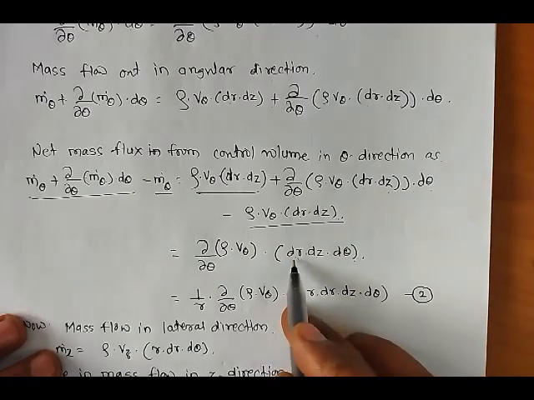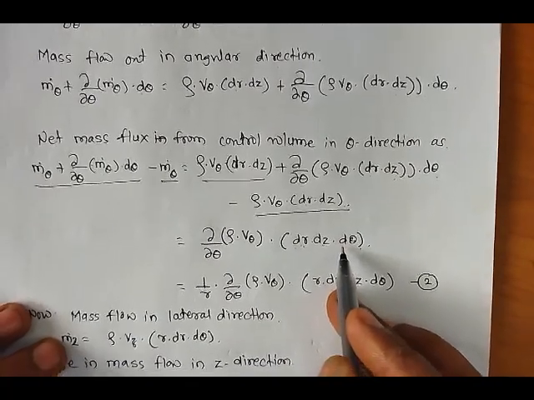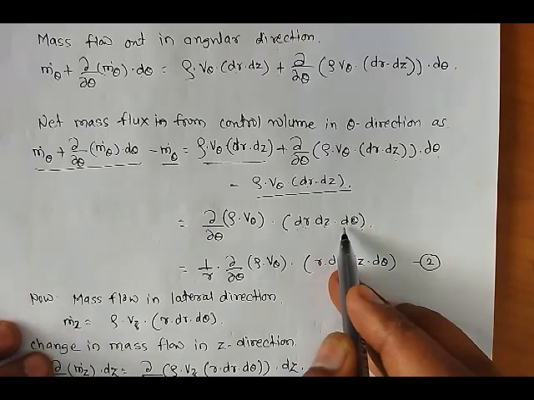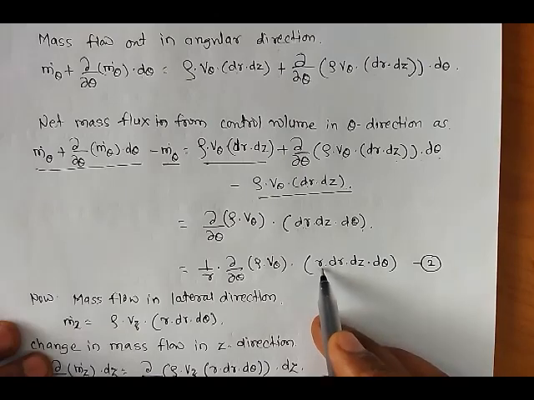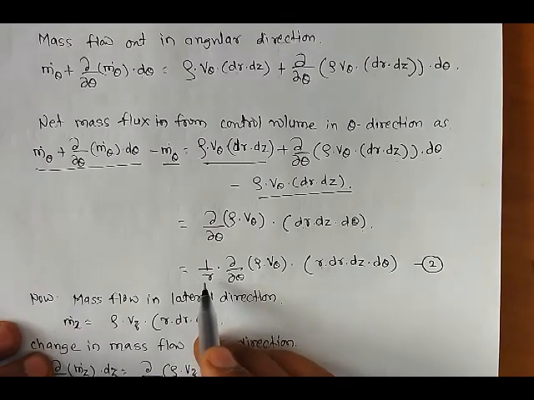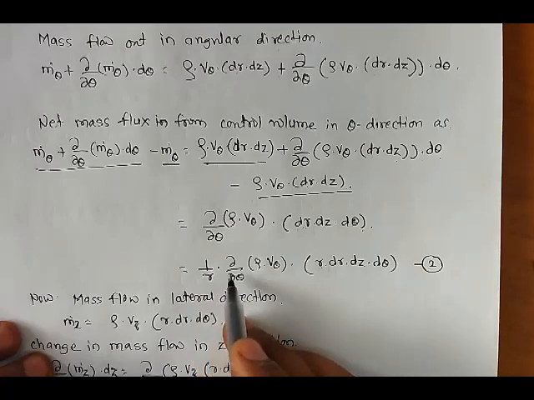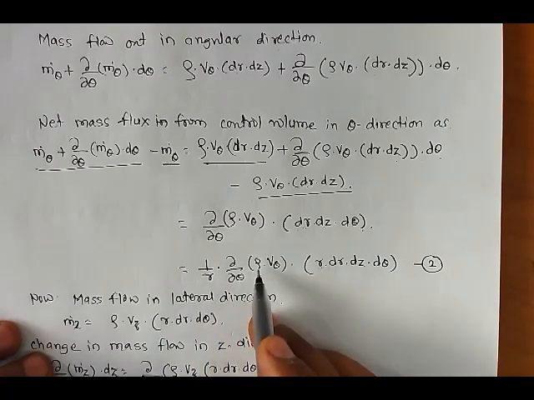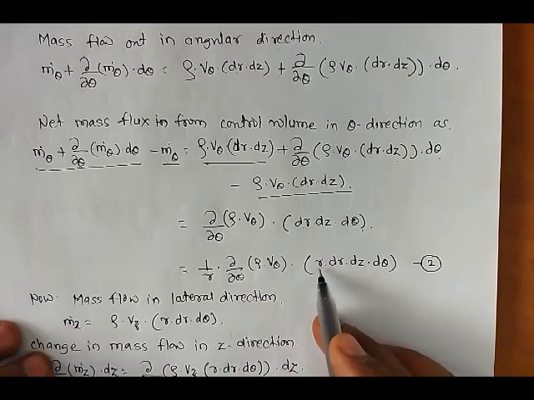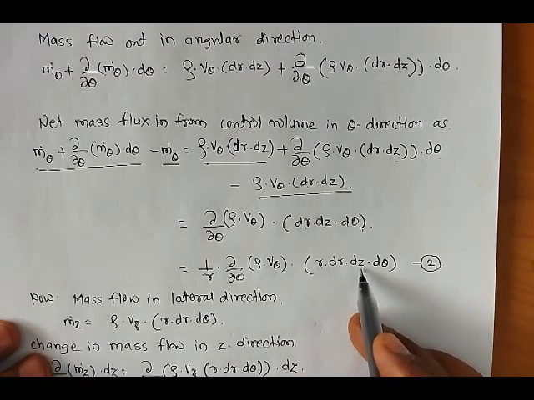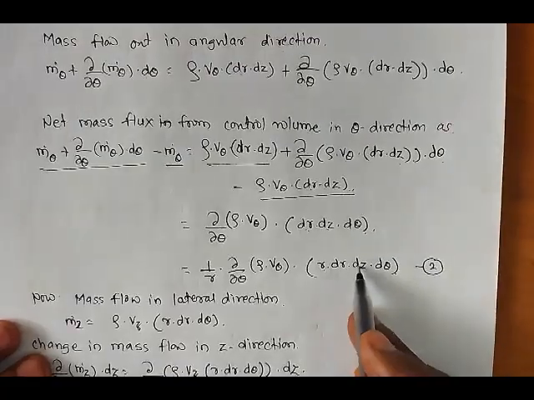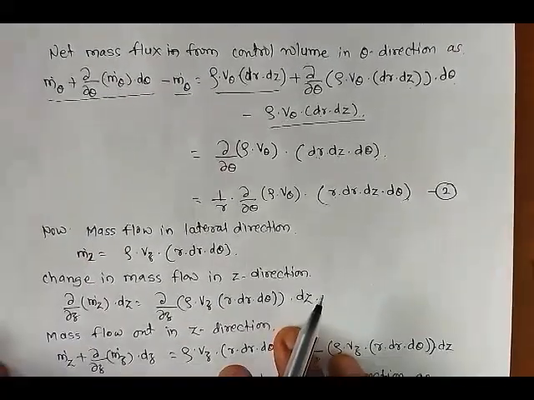So we need to convert this term into the volume element, or the total volume. For that we need to multiply with r. So we have considered here multiplication of r. If you multiply with r, we need to divide by r. So that's why we are taking 1 by r. So 1 by r multiplied with ∂/∂theta of rho v theta multiplied with the volume of the cylindrical element r dr d theta dz. So this is our equation number 2.